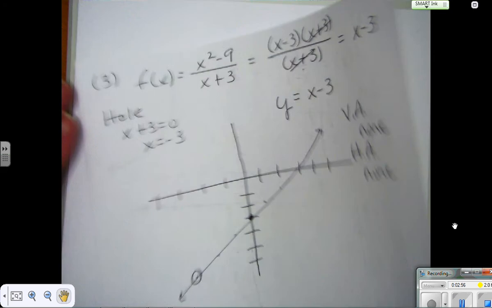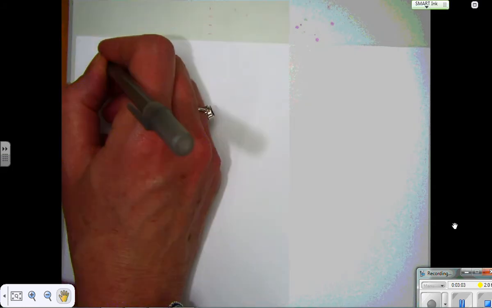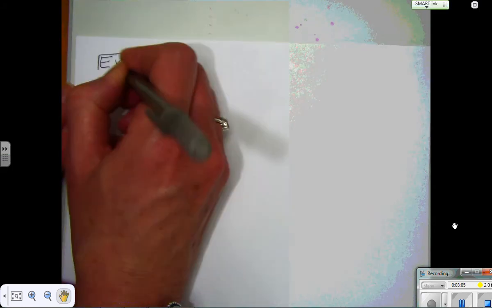This is one that is not on your paper, so you need to add it on. You can use one of the graphs that are not being used to graph it.